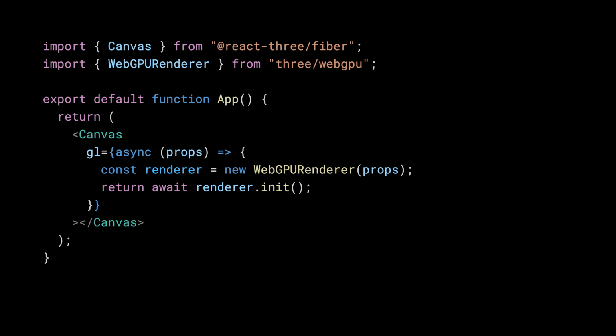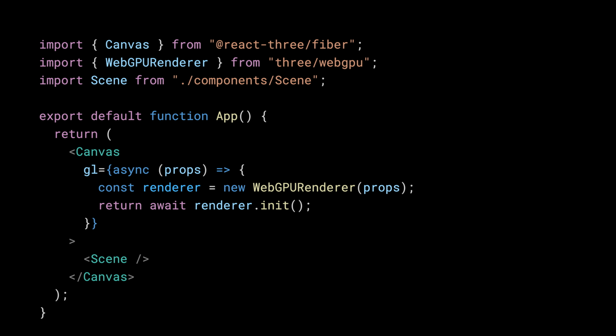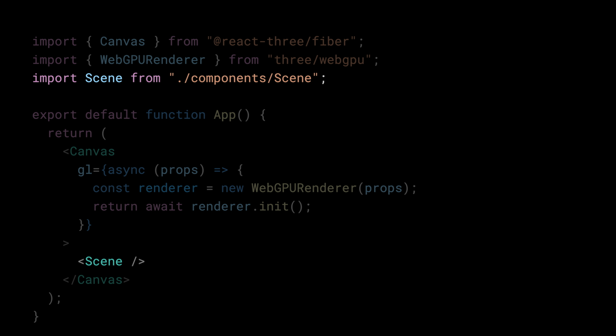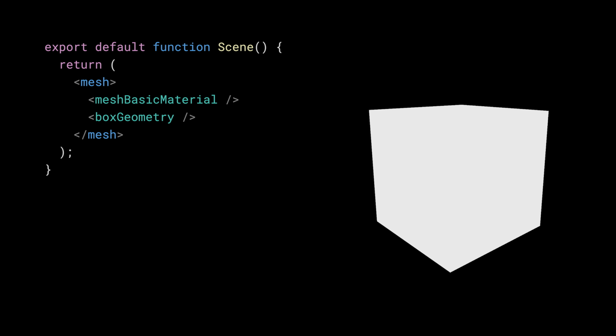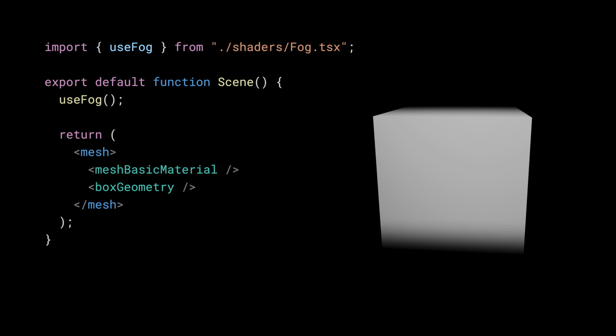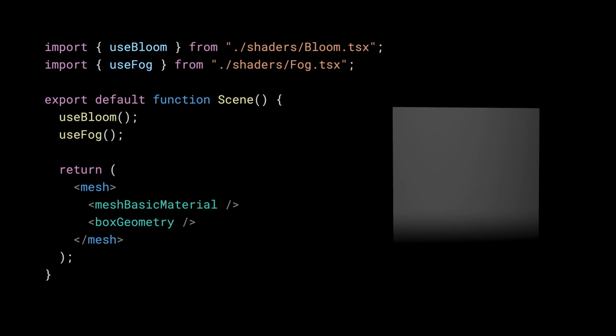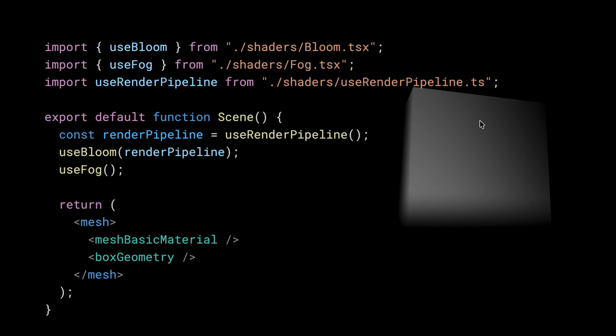The first thing I'm going to do is to set up an R3F canvas with the web GPU renderer and pass it a scene component. We want something simple to help us visualize the bloom, so I add a cube and some fog, which gives us some variation in brightness to work with. I'm also going to stub out the bloom and pass it a render pipeline, which we'll define shortly.